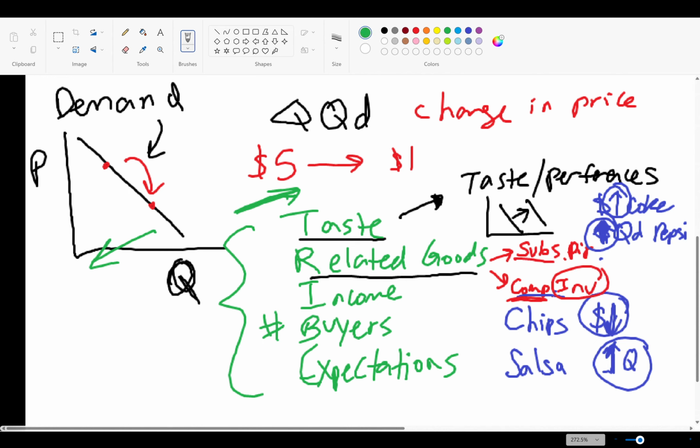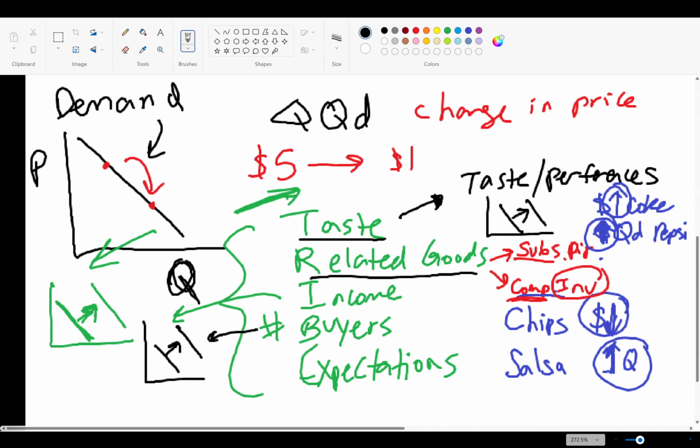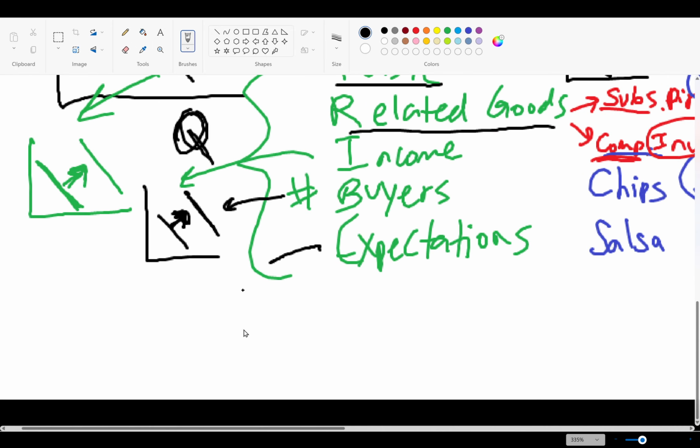Now, what is income? So if the income of your customers increases, then they're going to obviously buy more of your good. So that's why the demand curve shifts. So that's pretty intuitive. Now, what is number of buyers? Well, if there's more people on the earth to buy your good, then they're going to buy more goods. So more people will shift your demand curve to the right. So more demand. Now, expectations is a bit more tricky, but it's not that bad either.